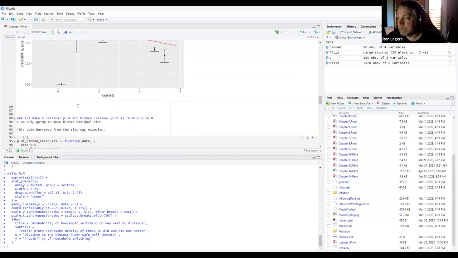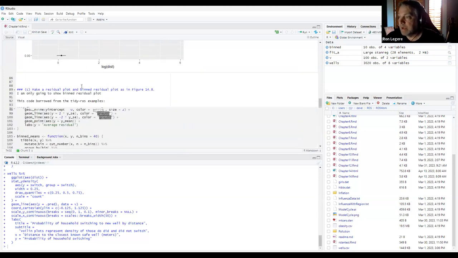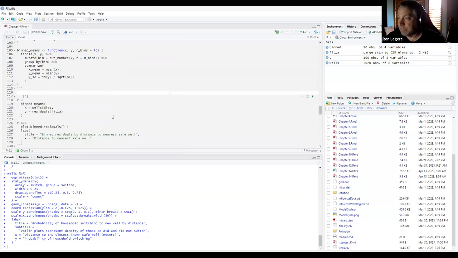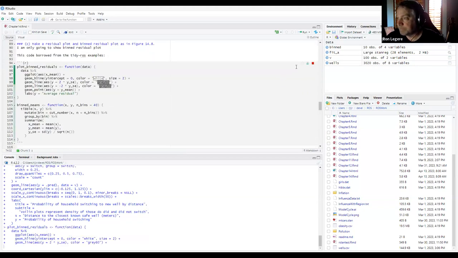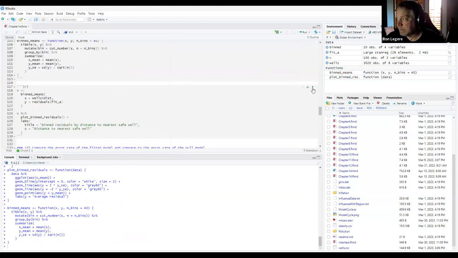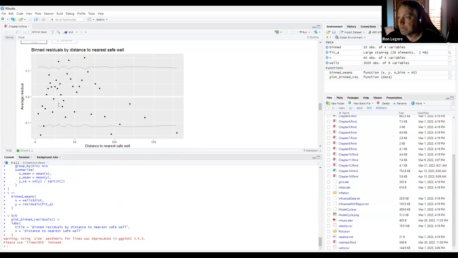Part C says make a residual plot and bin residual plots. So that's something like the difference between these points and the line. Again, I borrowed the code that they had in the Tidy Models examples. That just calculates the bin means, and this produces the plot. And that's what it looks like. It's the same kind of plot they produced in the book where the dots are the bin residuals. And I guess there's a lot more bins here than I was using.